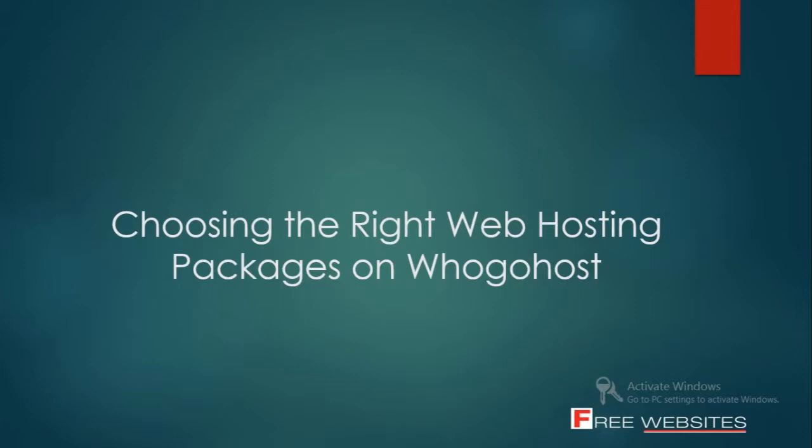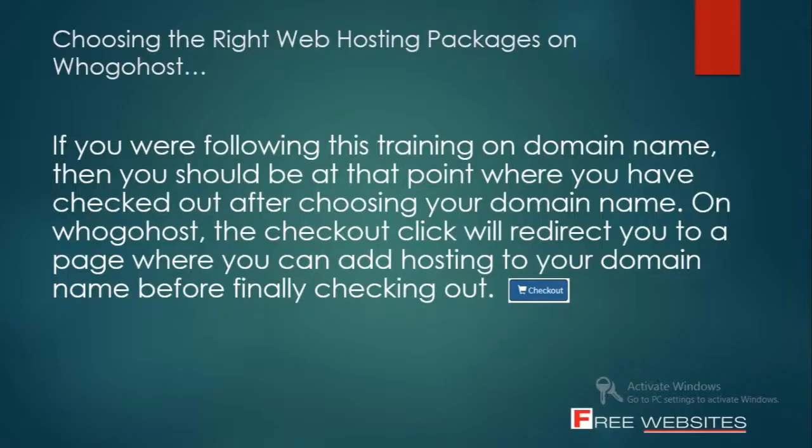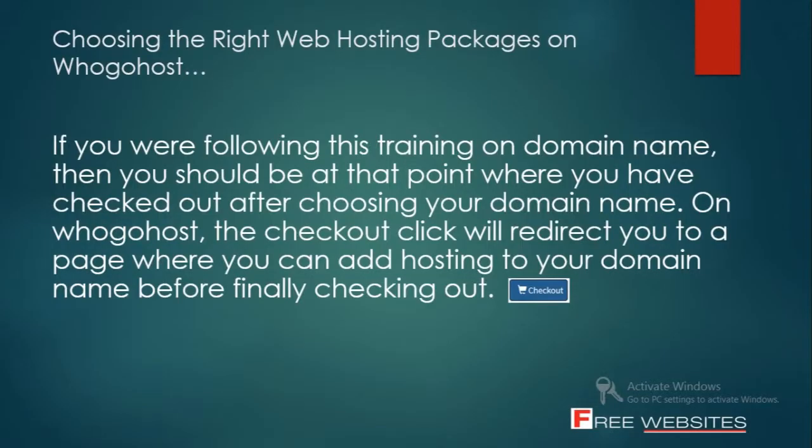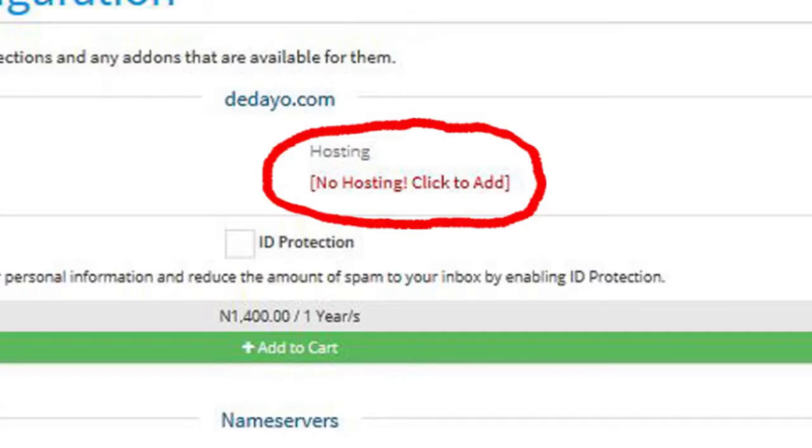Choosing the right web hosting packages on Google Hosts. If you were following on this training on domain name, then you should be at that point where you have checked out after choosing your domain name on Google Hosts. The checkout click will redirect you to a page where you can add hosting to your domain name before finally checking out. If you notice the image above, there is a highlight in red, no hosting, click to add, which you will have to click in order for you to add a hosting plan to your domain name.